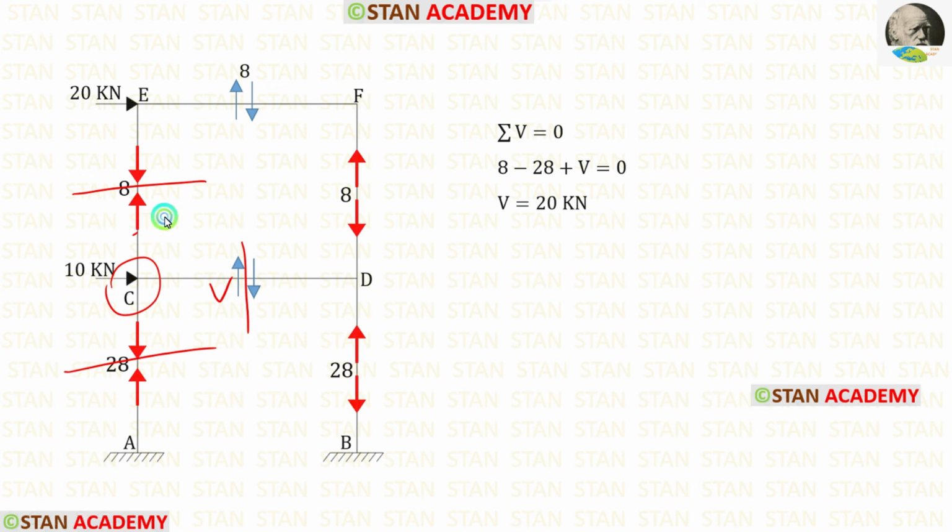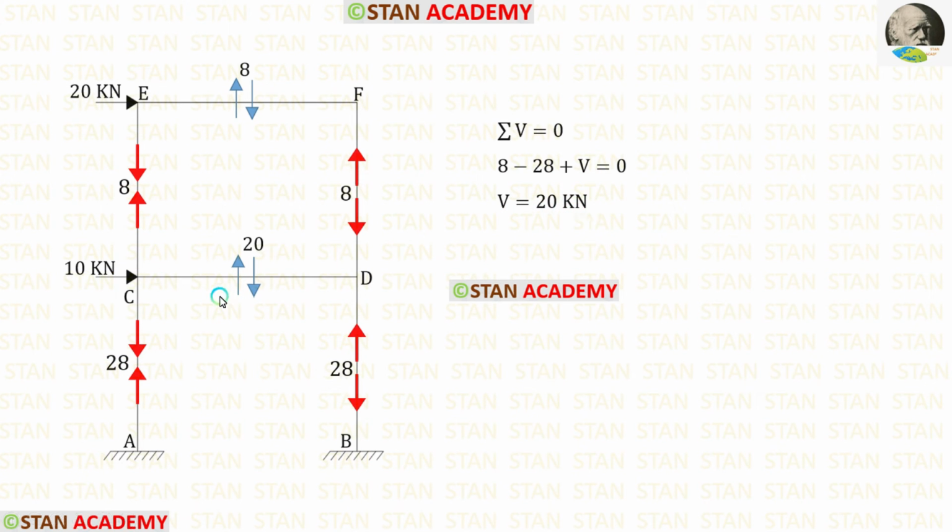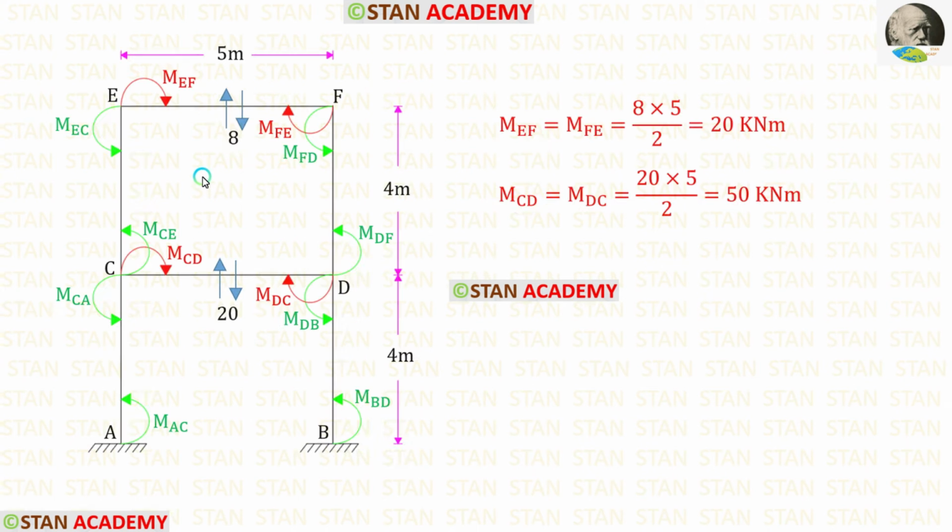This force is acting upwards, so that will be positive. This force is acting downwards, so that will be negative. V is acting upwards, so that will be positive. Finally, for V, we are getting 20. Let us apply that. Now, using these two shear forces, we can find the moments.